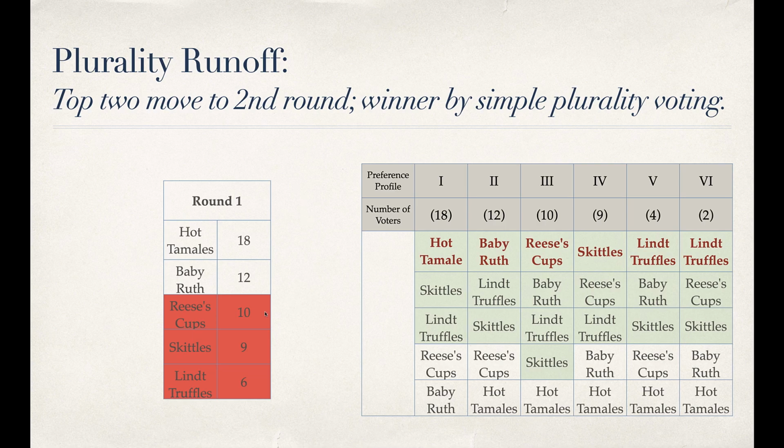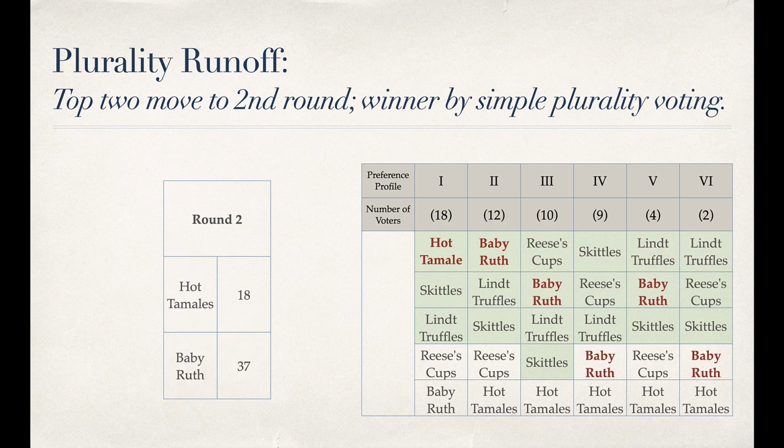Then before the second round, you just eliminate all the choices but the top 2. So you eliminate all the choices but the top 2, and then you rerun the vote. So it's between Hot Tamales and Baby Ruth. Group 1 here, well, their top choice is Hot Tamales, so they're going to still vote for that, and there's 18. The second group, their top choice is one of the 2 remaining choices. So those 12 are going to vote for Baby Ruth.